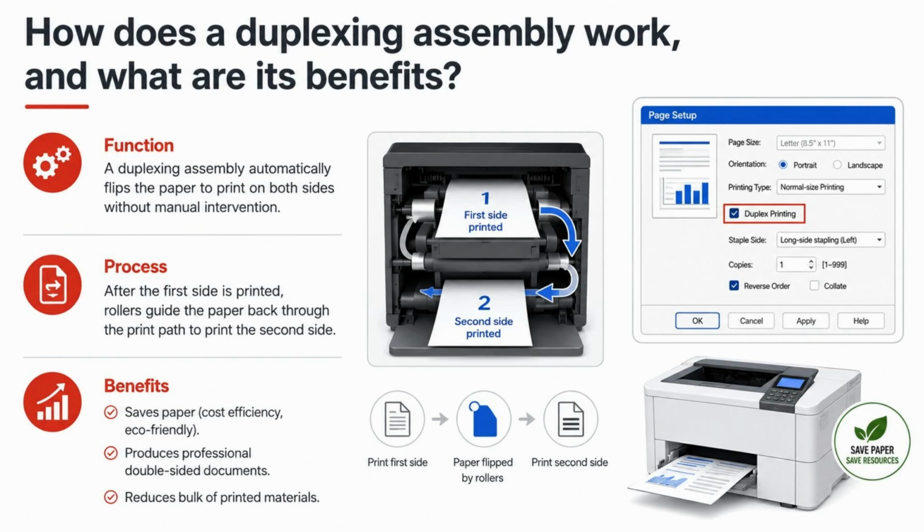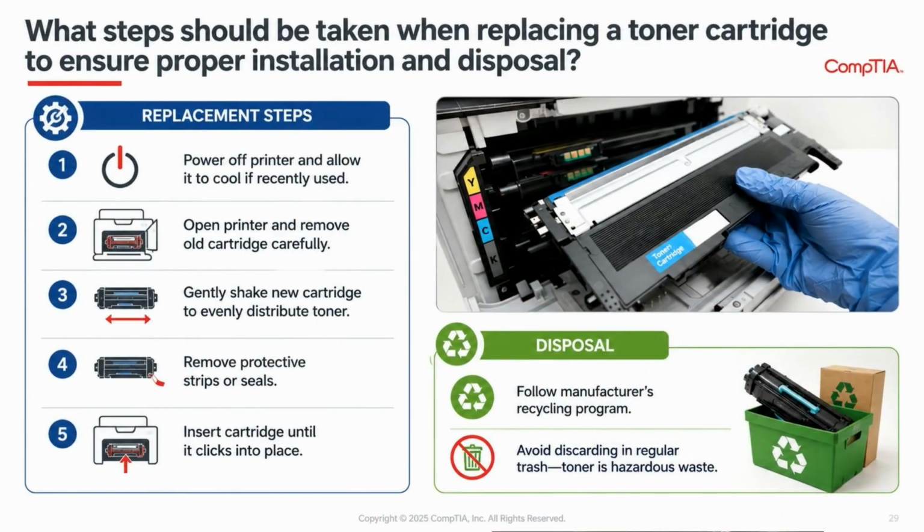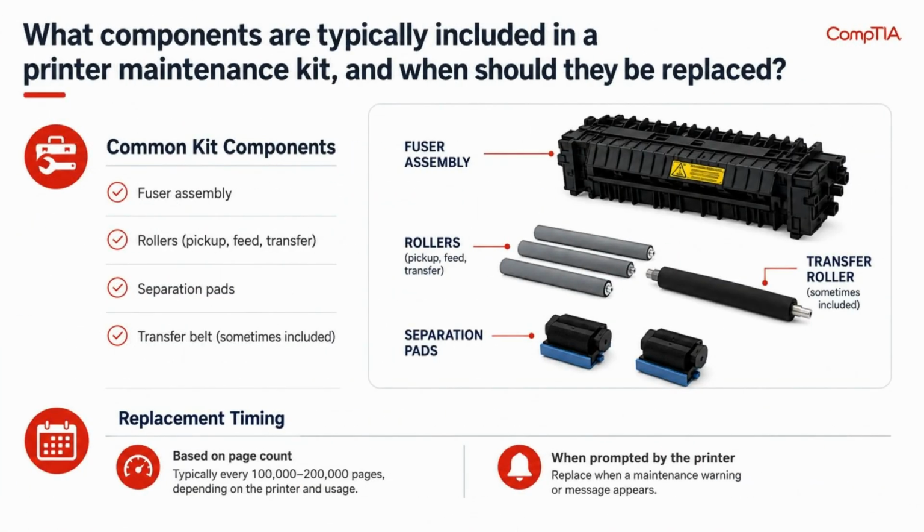By flipping the paper, it saves resources, improves cost efficiency, and reduces the bulk of printed documents. When replacing a toner cartridge, power down the printer first. After inserting the new cartridge, remember that used toner is hazardous and should be recycled via the manufacturer's program. Printer maintenance kits typically include a fuser assembly, various rollers, and separation pads. These are replaced based on page count or when a maintenance warning appears.